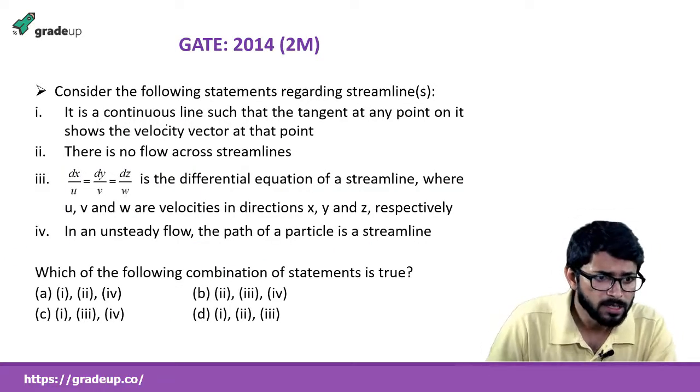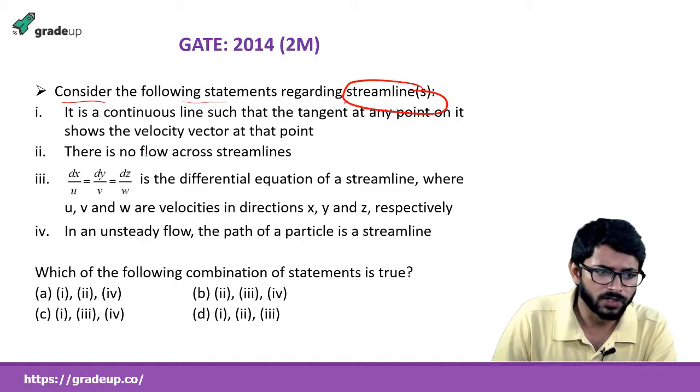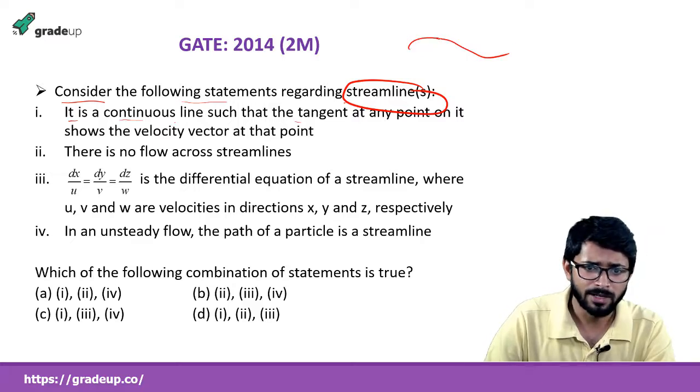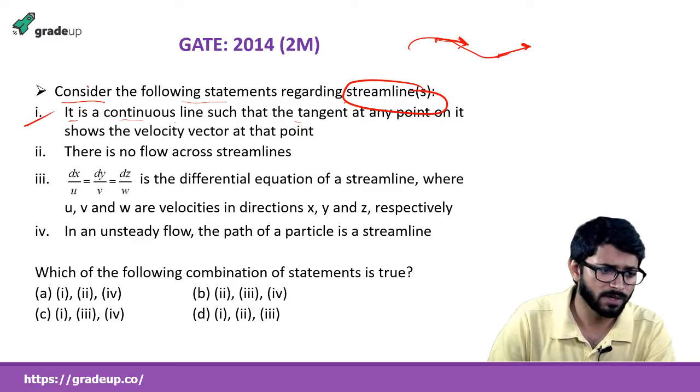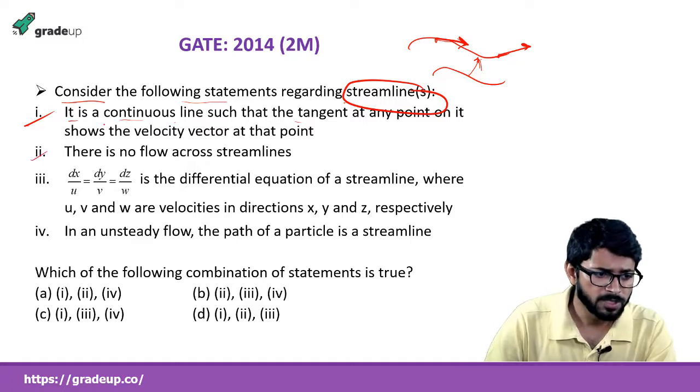Now moving on, in 2014, a 2 marks question asks to consider the following statements regarding the streamline. A streamline is a continuous line such that the tangent at any point on this line shows the velocity vector at that point. It is exactly correct, so option 1 is correct. There is no flow across the streamline. Exactly, I told you why there is no flow across the streamline, so that is also correct.